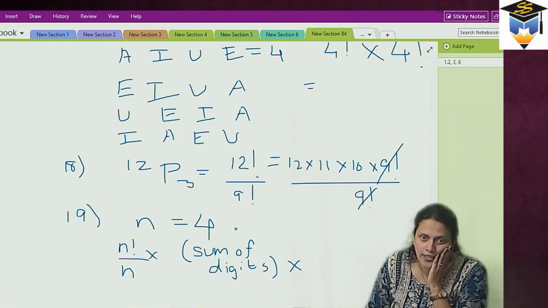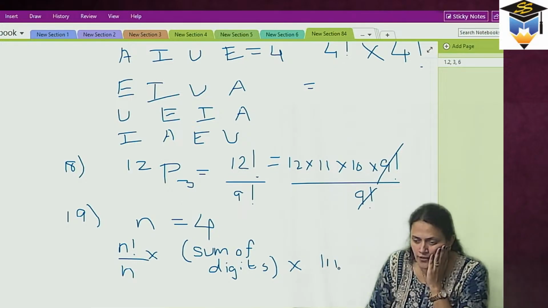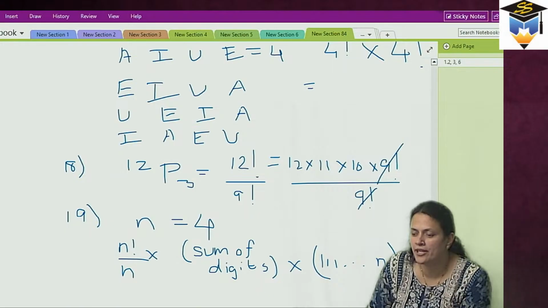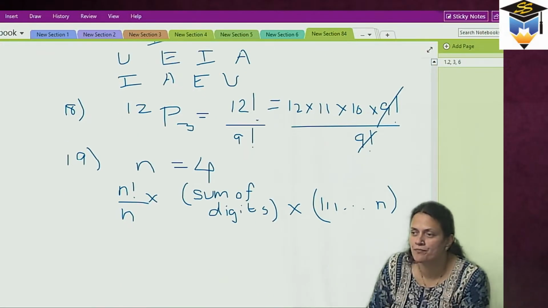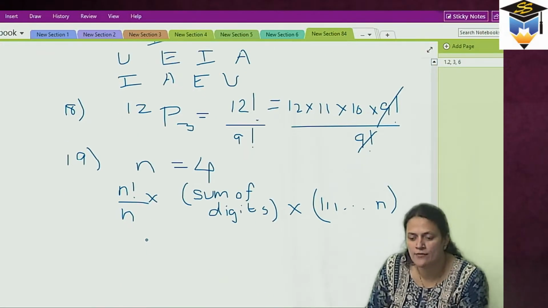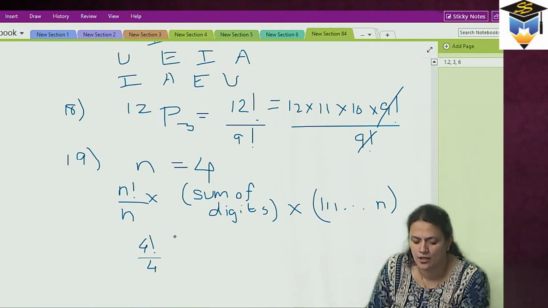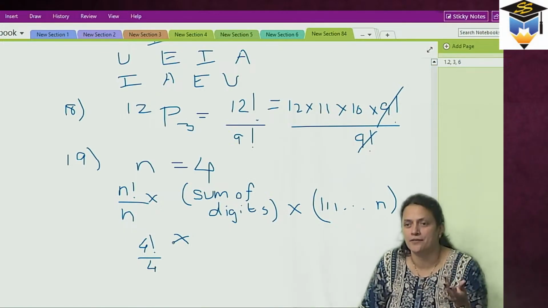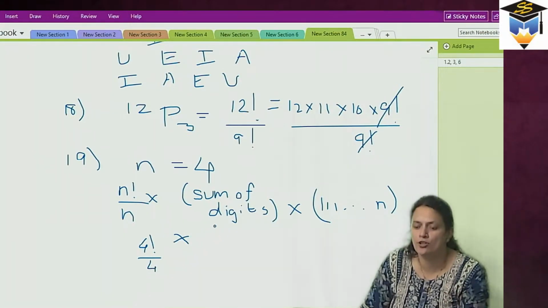Now what is the value of n here? 4. So multiply it by 1, 1, 1 n times. So 1, 1, 1 will be repeated how many number of times in this case? 4. So what is 4 factorial? Write it down. 4 factorial upon 4. What are the sum of the digits? 2 plus 4 plus 6 plus 8. What is 2 plus 4 plus 6 plus 8?